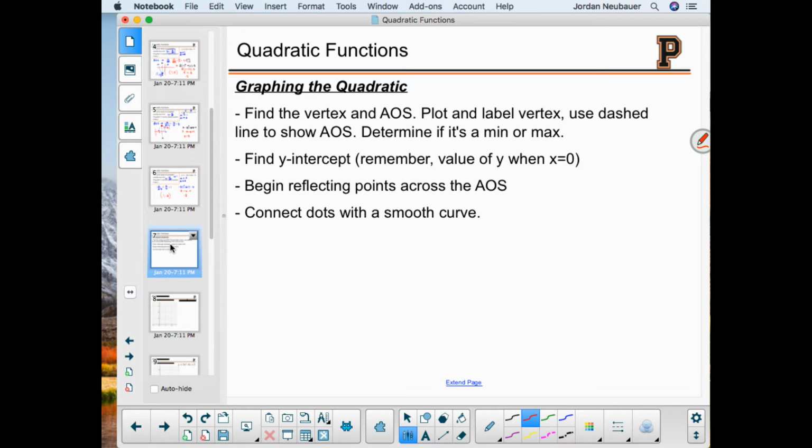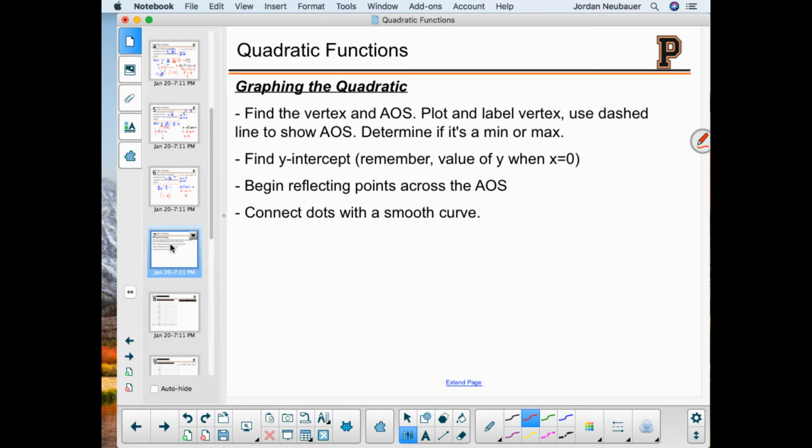Now, when we're actually fully graphing our quadratics today, there's a bit of a process that starts to make a lot more sense when you put it into practice. So the first thing we're going to do is find that vertex. We want to know where exactly the quadratic will hit its maximum or minimum point. That's also going to tell us where the parabola is symmetrical, or where our fold line would be. So we're going to plot and label our vertex, and we'll use a dashed line to show where the axis of symmetry is. You should be able to tell just based on the equation itself whether it's a min or a max. So that's going to be our first thing.